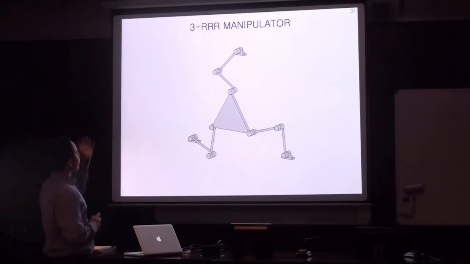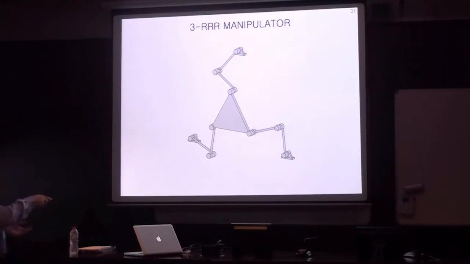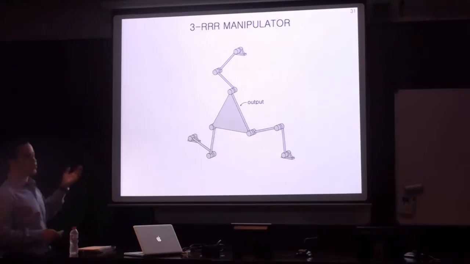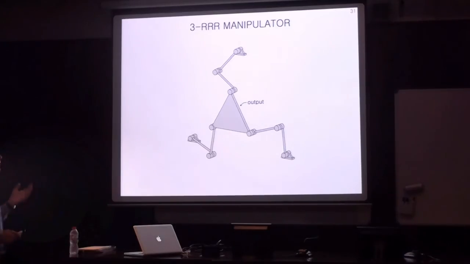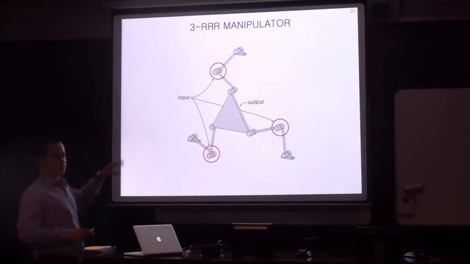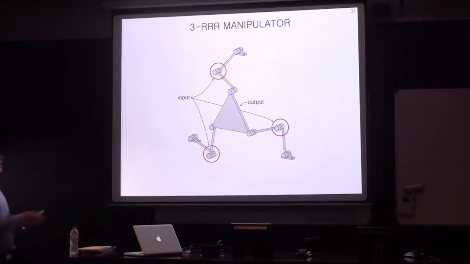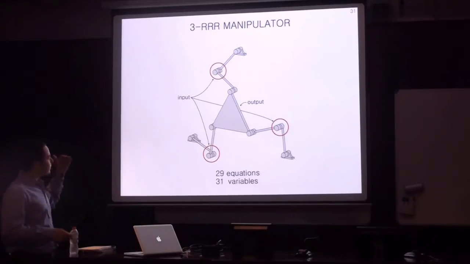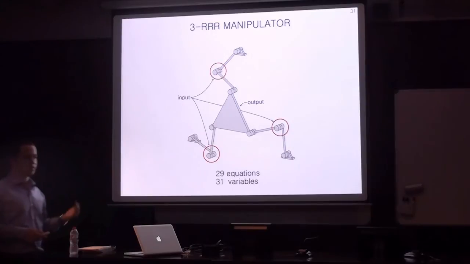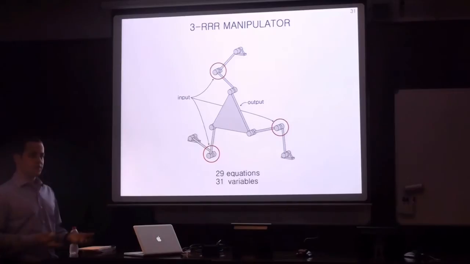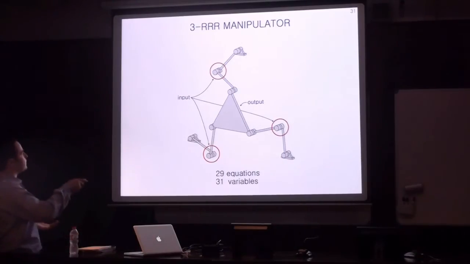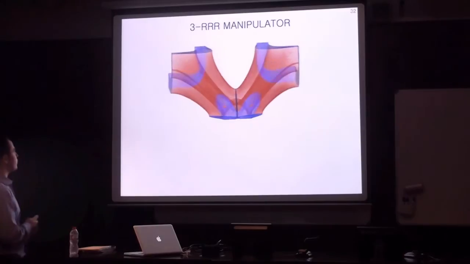We consider here a 3RRR manipulator, which consists of a platform that is driven by 3 legs. And each leg has 3 revolute joints. Here the output of interest is the motion of the platform. And we consider that the actuators are in the intermediate joints of each one of the legs. If we write here the systems of equations for the forward and inverse singularities, we obtain systems with 29 equations and 31 variables. So we solved these systems and we projected the obtained sets to the input space initially. And the input space is the space of these 3 intermediate angles. And we obtained these surfaces.